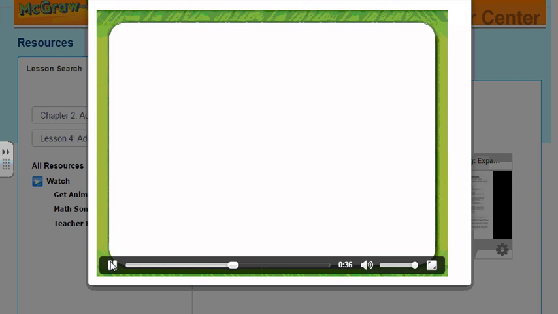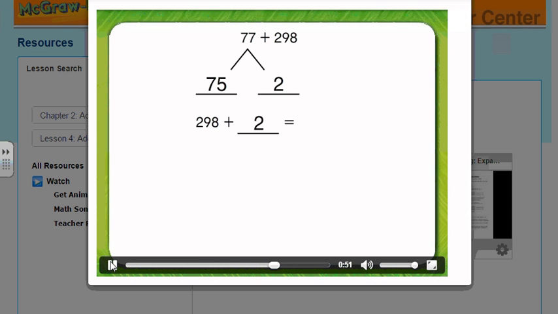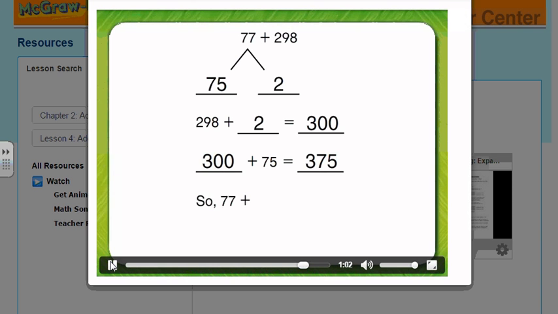Let's see if we can make 100 to add 77 and 298. We can break 77 apart to 75 and 2. 298 plus 2 is equal to 300. 300 plus 75 equals 375. So 77 plus 298 equals 375.